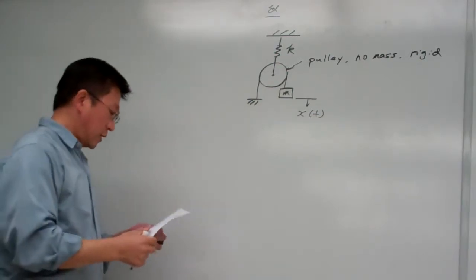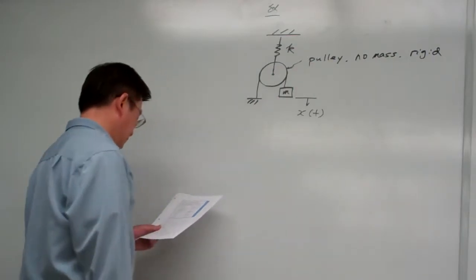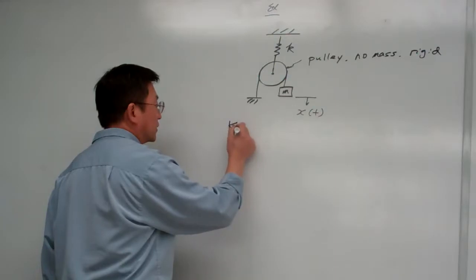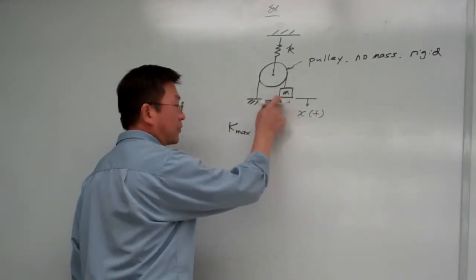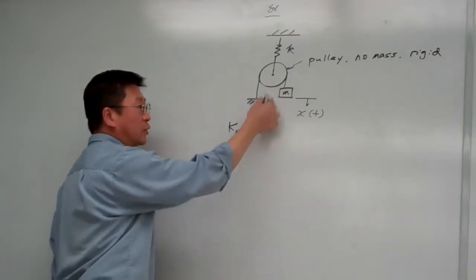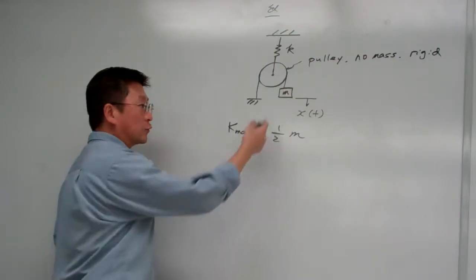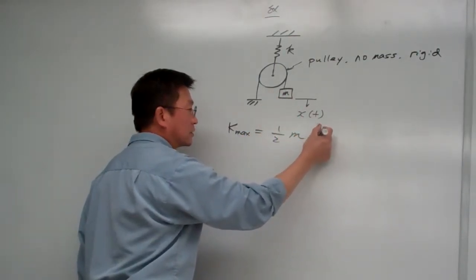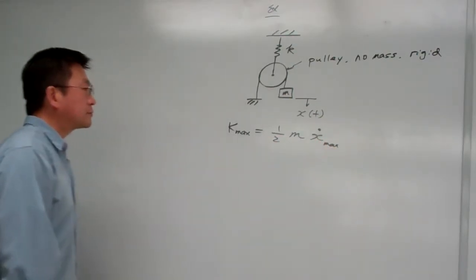And for this one, you can see first we formulate the maximum kinetic energy, and that happens on the mass. Here we only have a mass block, so 1/2 times m times the velocity of the degree of freedom, and that is x dot. And here we are looking for the maximum, squared.